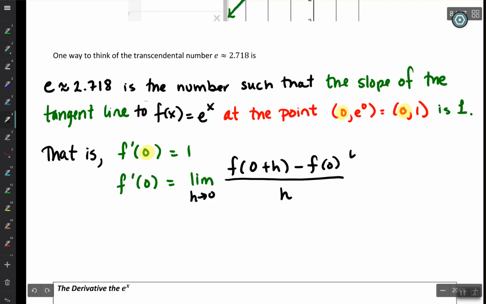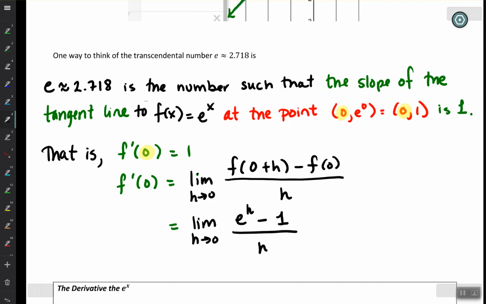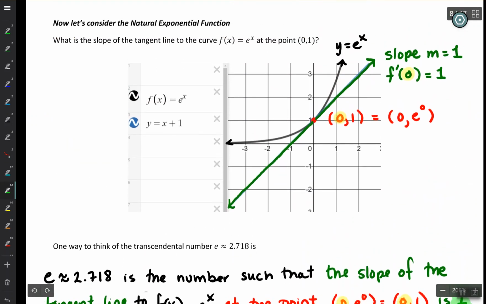Okay, what is this? It is just the limit as h goes to 0. F of 0 plus h is just f of h, and when my function is e to the input and I put in h, I just get out e to the h, minus f of 0, which is e to the 0, and e to the 0 is 1, all over h. So this is one definition of the number e. It's the number such that this limit is equal to 1. The slope of this tangent line right up above here is a slope of 1.